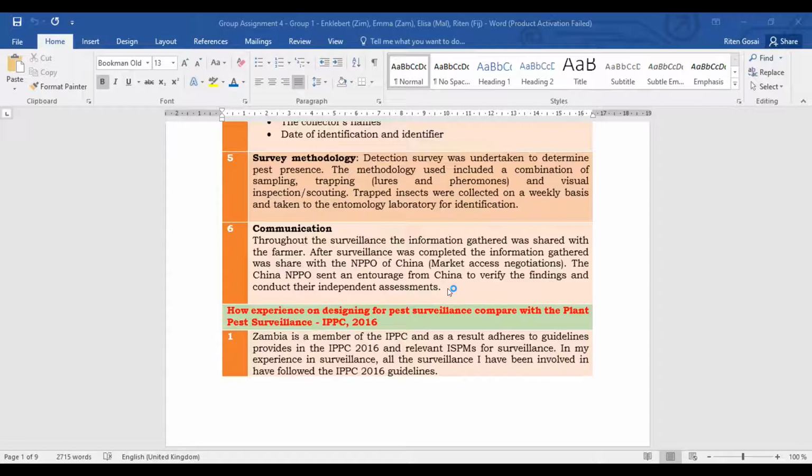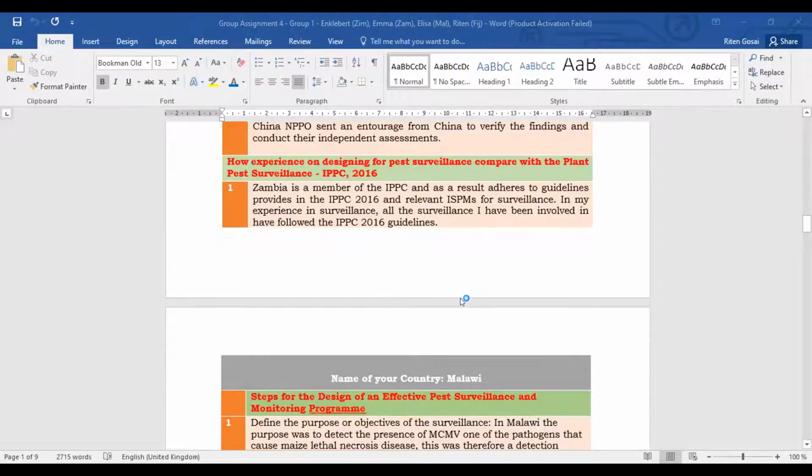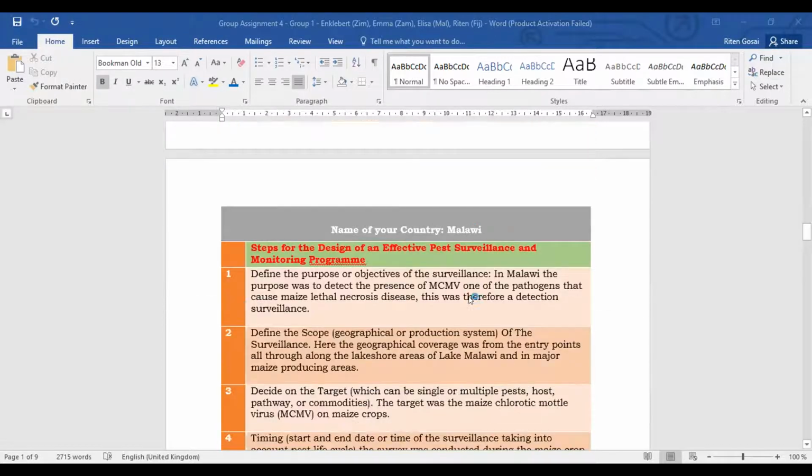And interesting that after surveillance was completed, the information gathered was shared with the NPPO of China for market access negotiations. Zambia is a member of the IPPC, and as a result, adheres to guidelines provided in the IPPC ISPM number 6, the 2016 version, the latest version.